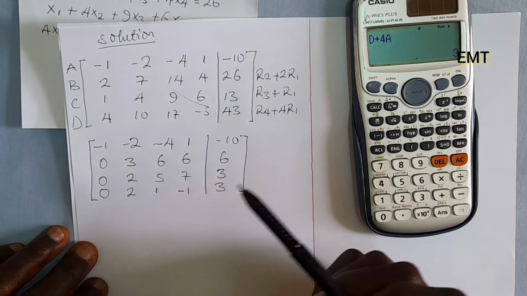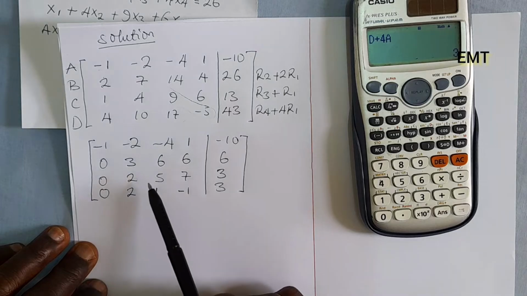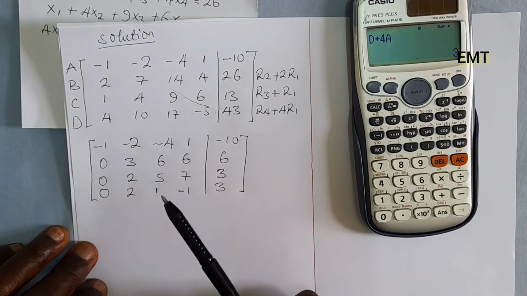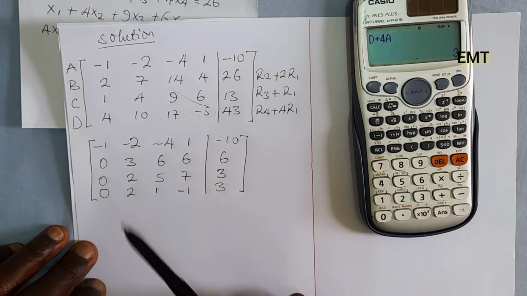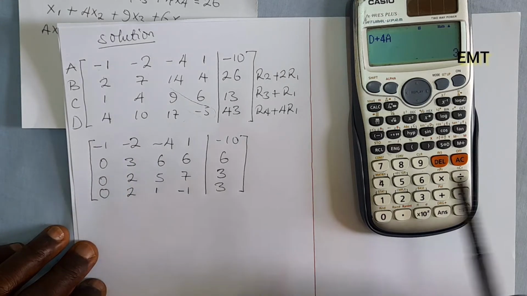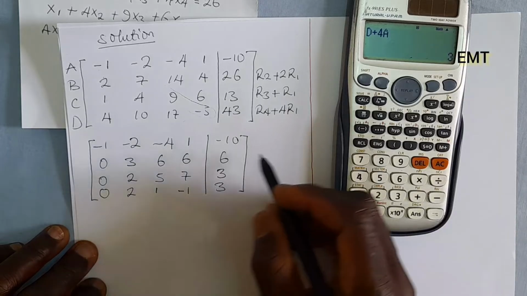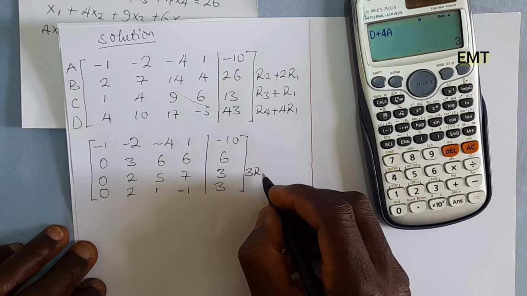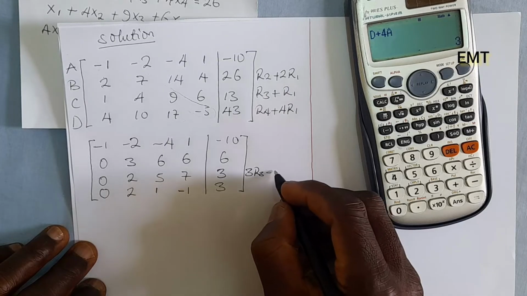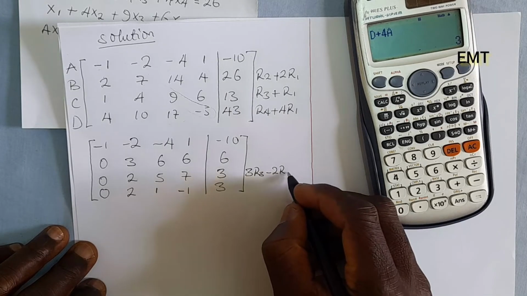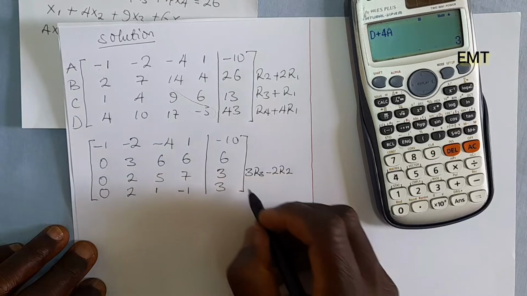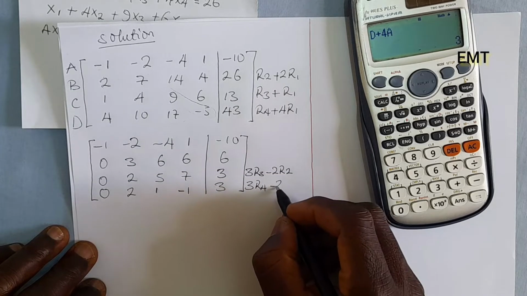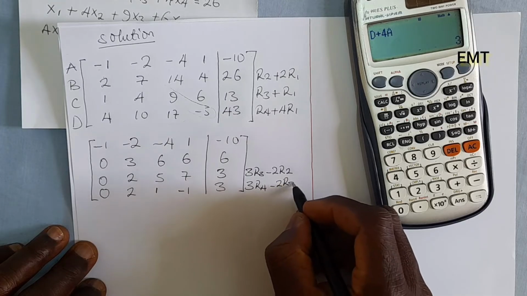So let me also say here that when you are in column 2, make use of row 2. Don't go back to make use of row 1. So we are going to make use of this row. Now we have to take 3, row 3 minus 2, row 2. We take again 3, row 4 minus 2, row 2.